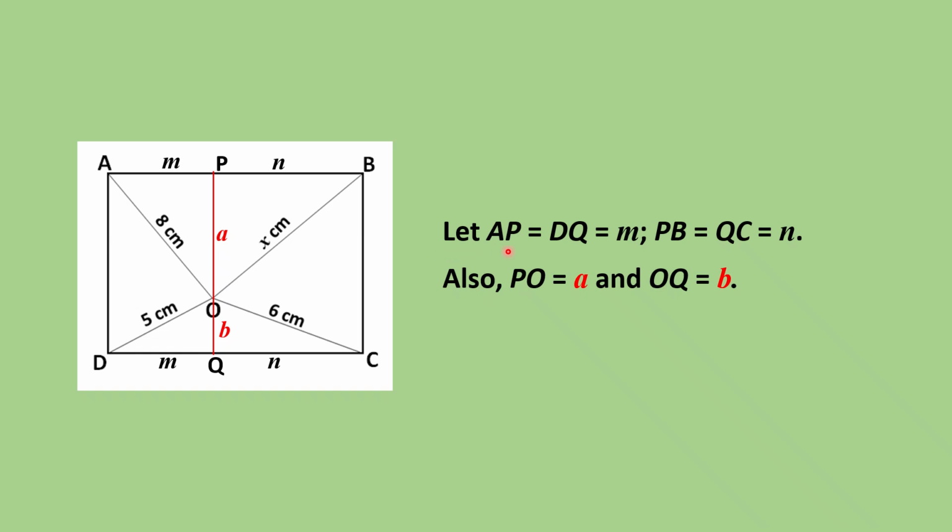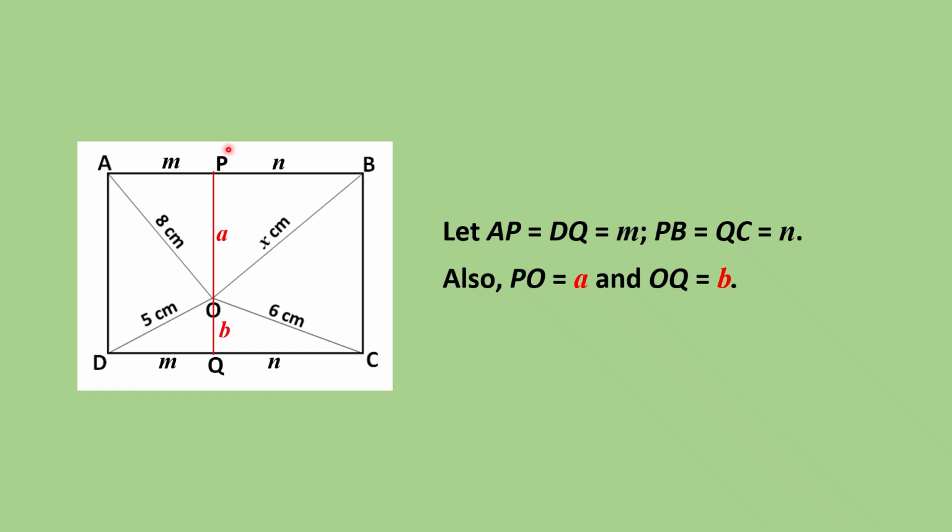Now let AP be equal to M, then DQ will also be equal to M, and let PB be equal to N, then QC will also be equal to N. That means AB is divided into two line segments M and N. Similarly, DC is divided into two line segments M and N. And vertically, PO is A units in length and OQ is B units in length. So the point O divides PQ into two line segments A and B.